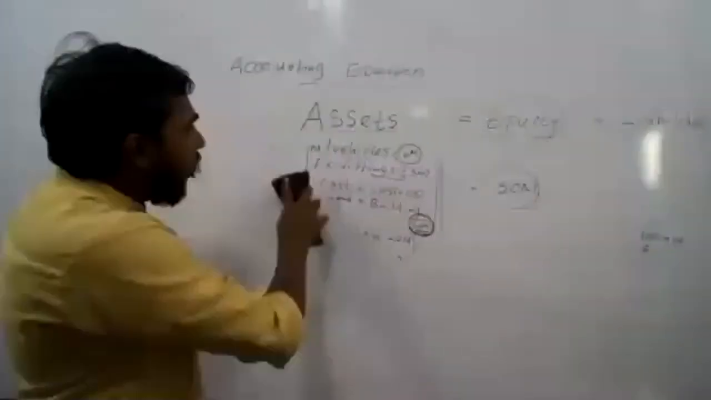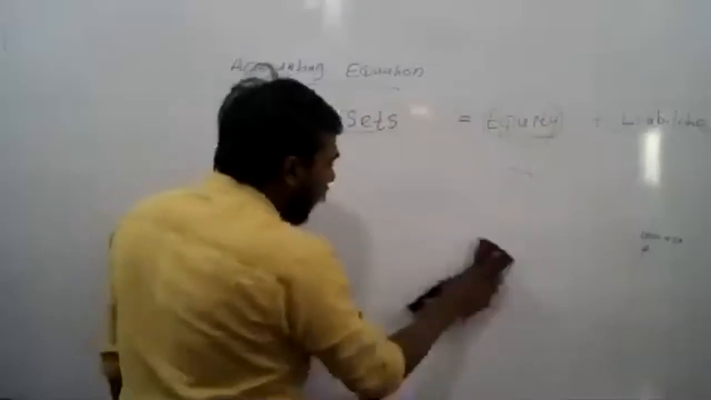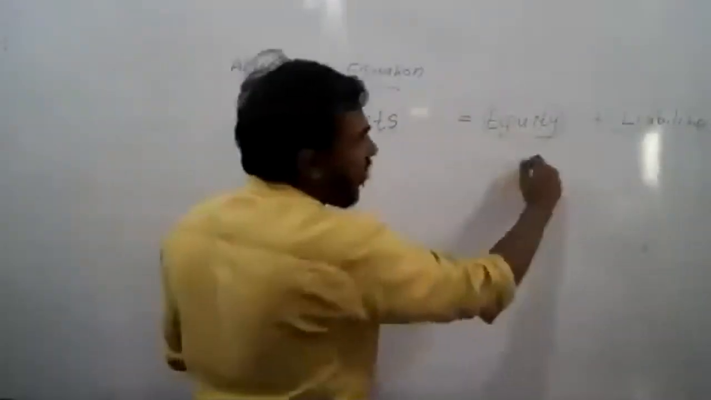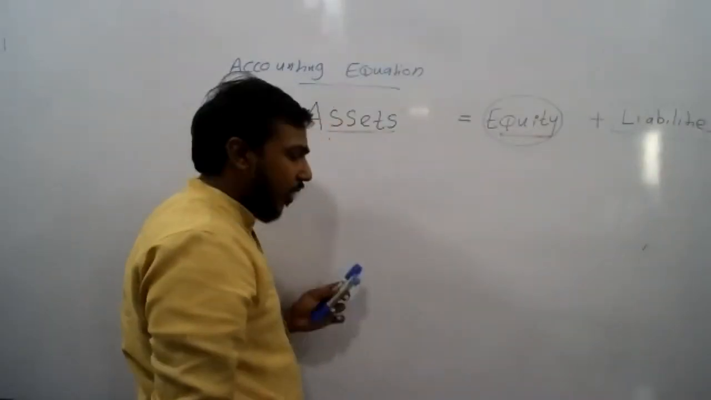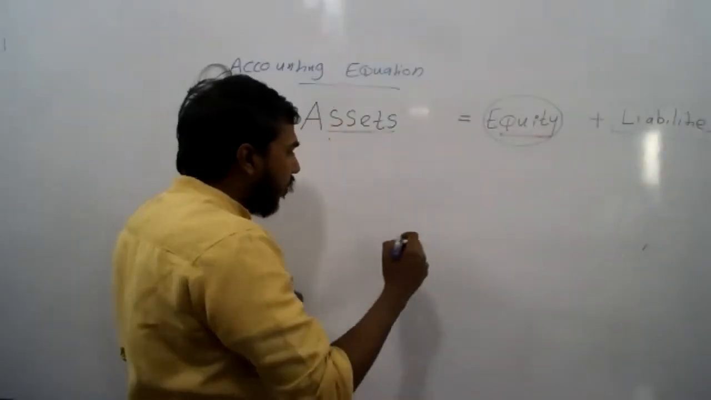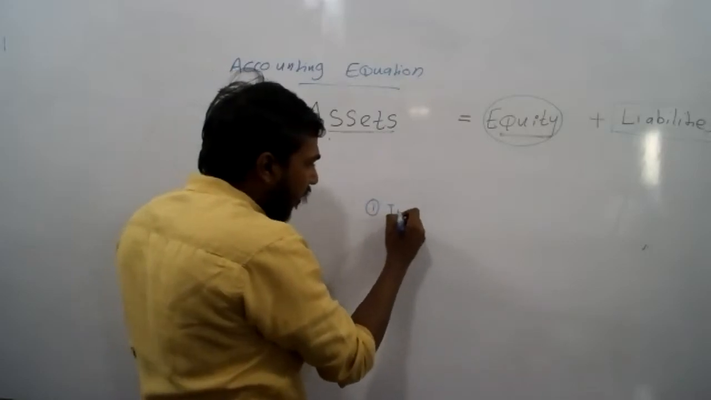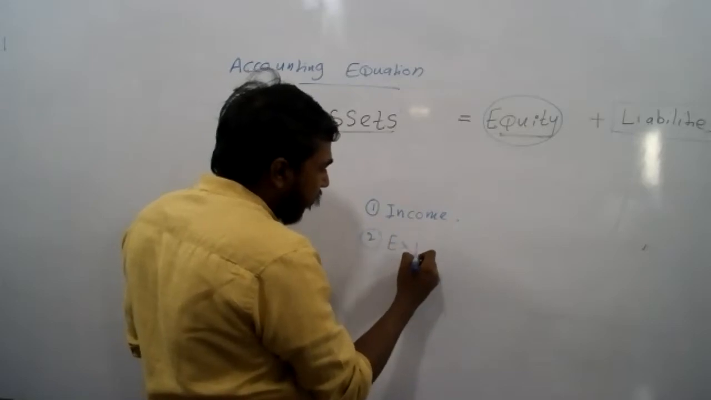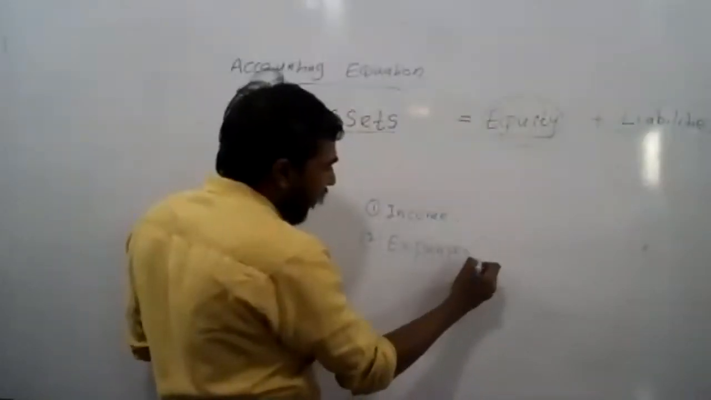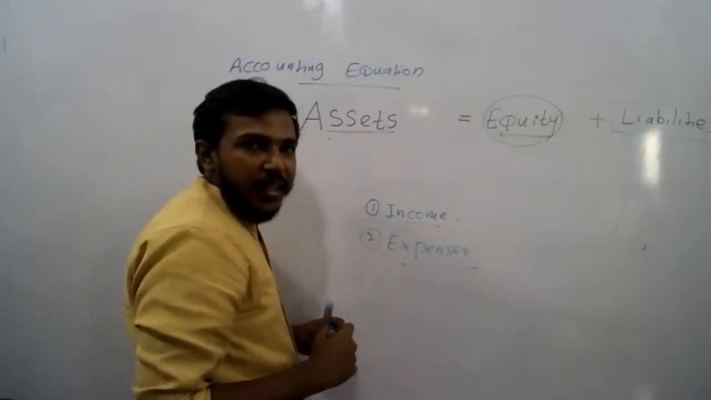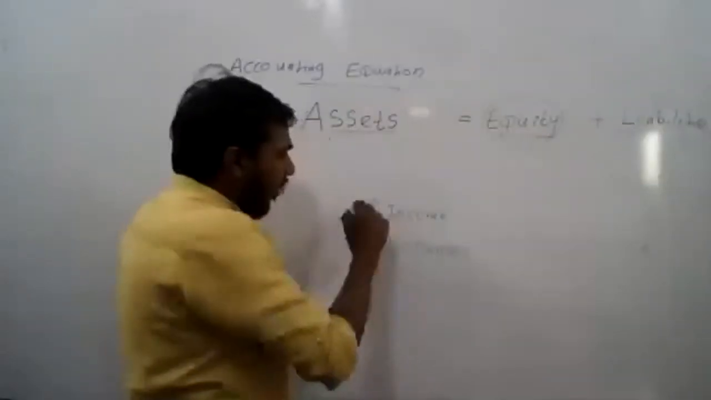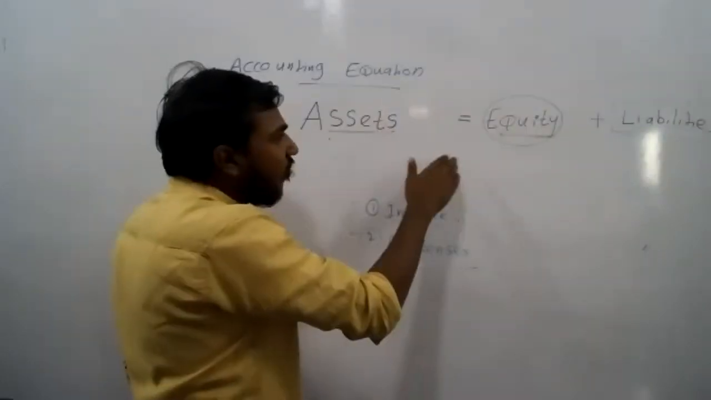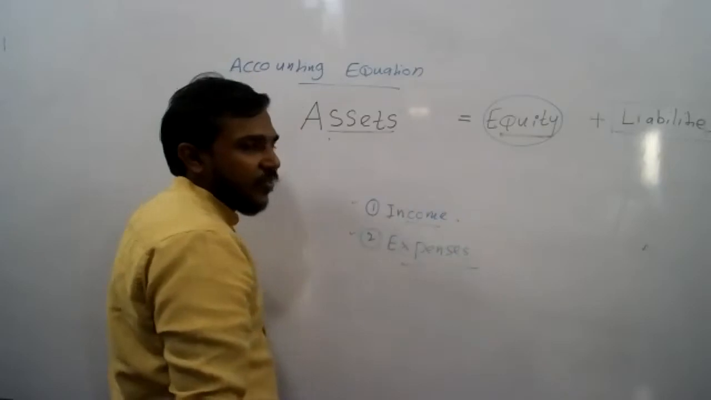So now you will be wondering, look here, you said there are 5 family members. One is asset, the other is equity, the other is liability. But you said there were another two: one is income, the other is expenses. So where can we take this income and expenses?